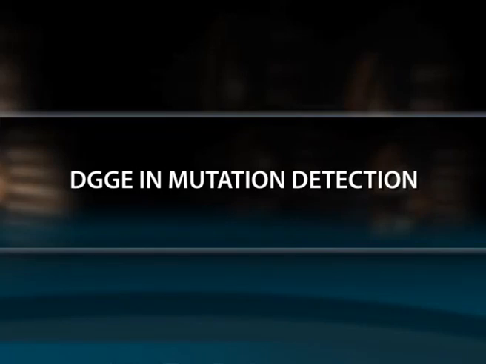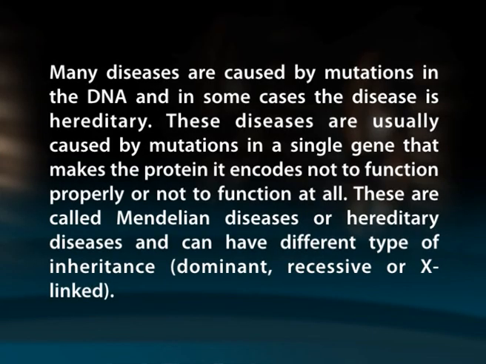DGGE in mutation detection. Many diseases are caused by mutations in the DNA, and in some cases the disease is hereditary. These diseases are usually caused by mutations in a single gene that makes the protein it encodes not function properly or not function at all. These are called Mendelian diseases or hereditary diseases and can have different types of inheritance: dominant, recessive or X-linked.